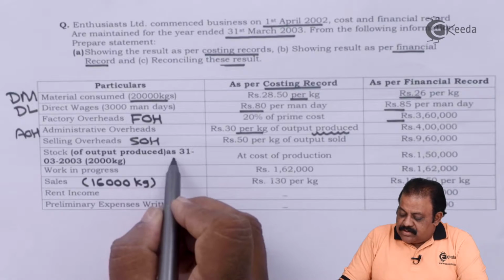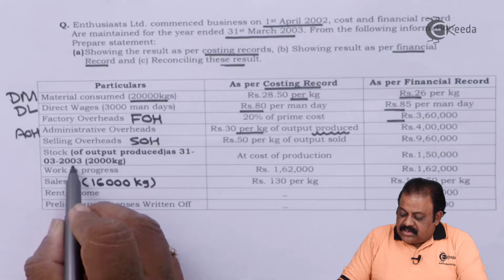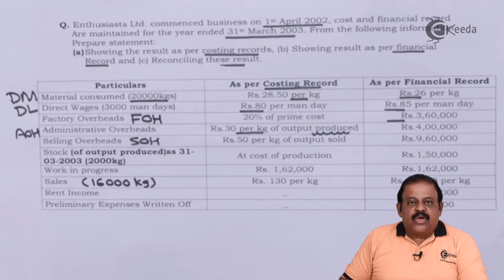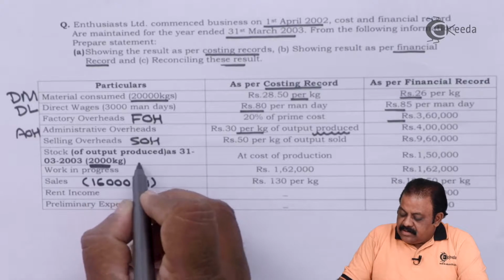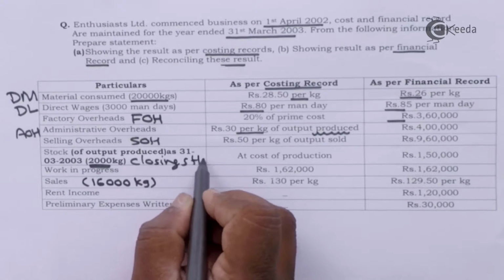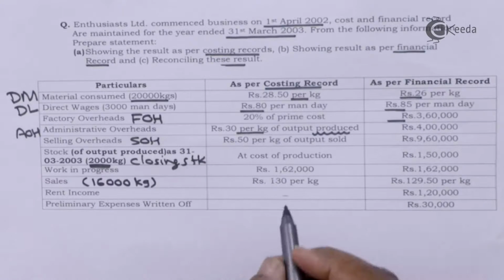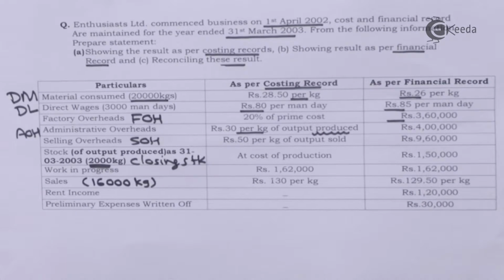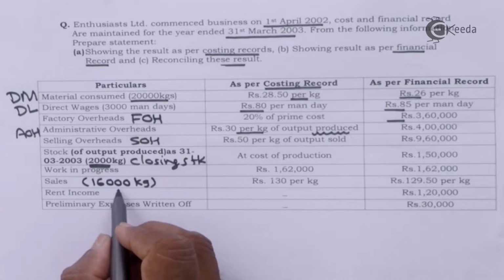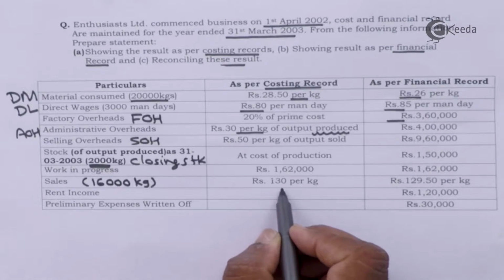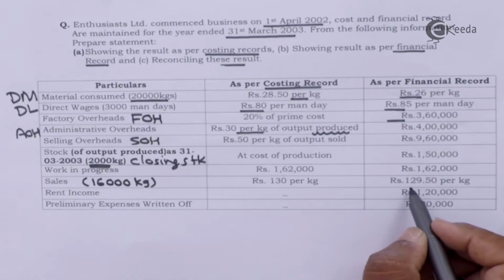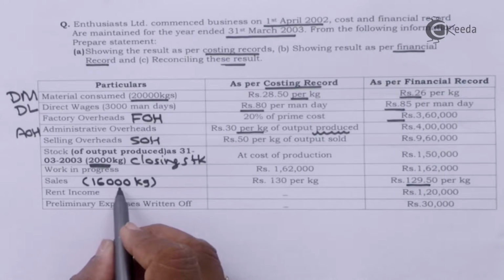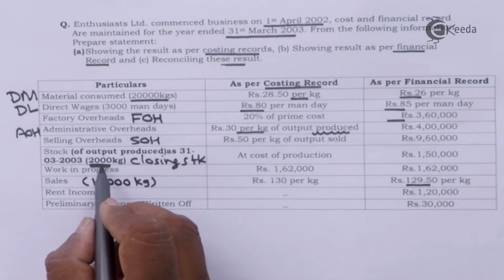Stock of output produced as on 31st March 2003. That is a stock which is in hand on 31st March 2003 out of produced stock is 2000 kg. This is the information of closing stock of finished goods. In cost book, at cost of production, in case of financial record, it is taken 1,50,000. Sales 16,000 kg. In case of cost book, 130 per kg. In financial book, 129.5 per kg.